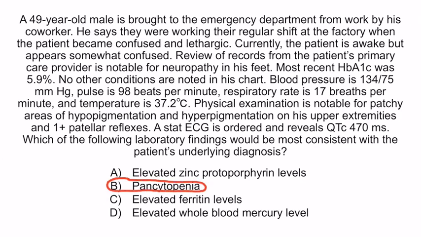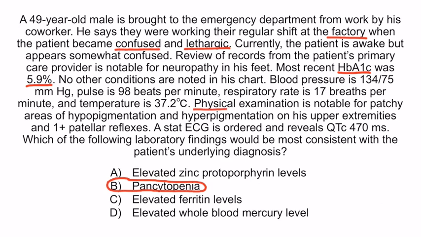Pancytopenia. This is a case of a factory worker who became confused and lethargic at work. His records indicate a history of neuropathy and a hemoglobin A1C level of 5.9%, which is high enough to call it pre-diabetes, but not high enough to call it diabetes. Hence, his neuropathy is unlikely to be caused by diabetes. So, it's likely related to a toxic metal exposure at work.